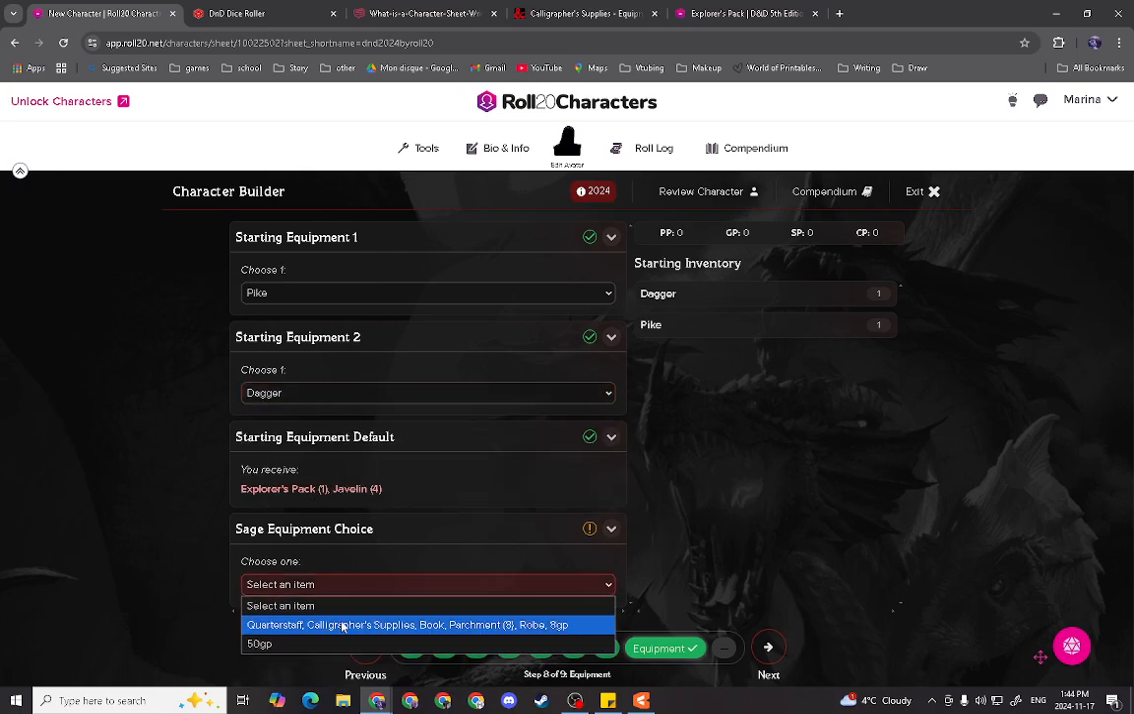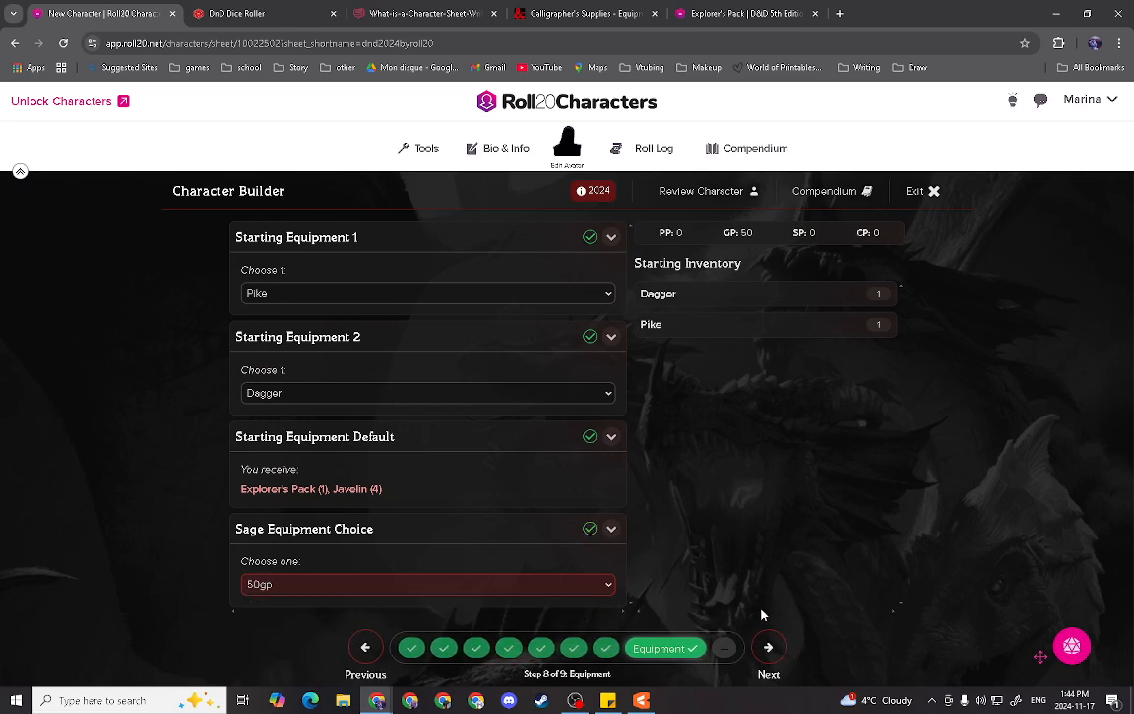Then you can get a quarterstaff, calligrapher's supplies, book, parchment, rope, and 8 gold pieces, or 50 gold pieces. Gold pieces are the monetary value. Well, the gold pieces would probably be better to have, right? Well, you get them on both, but 8 or 50. Let's go 50. 50 gold pieces. Yeah. All right.